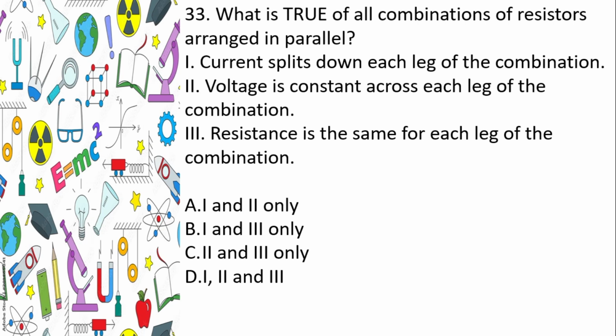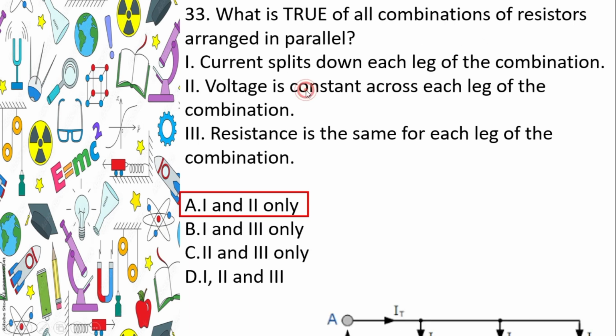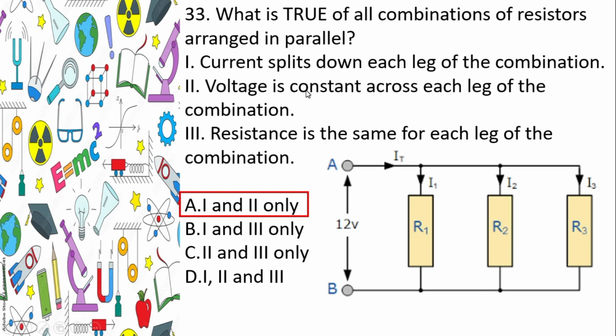So, parallel man ang pangayon niya. So, the best answer here is letter A. 1 and 2 only. Current splits down each leg of the combination, meaning dili parehas ang current nga mo flow sa isa ka leg sa combination to the other combination. However, yung voltage is the same throughout each resistor.